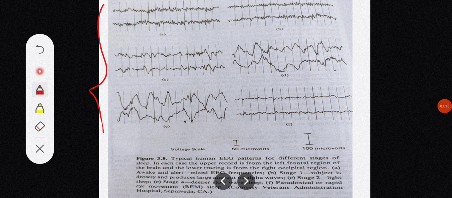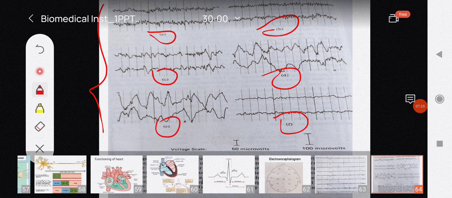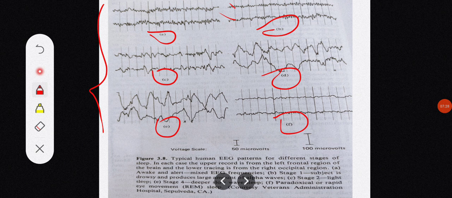Now for every point like A, B, C, D, E, F, we have two waveforms. Like for A, we have two waveforms, then for B two waveforms, then for C two waveforms. So what are these two waveforms representing? In each case, this upper tracing is from the left frontal region of the brain, and the lower tracing is from the right occipital region. That is, it is showing the two different positions of measuring electrodes for the same situation.